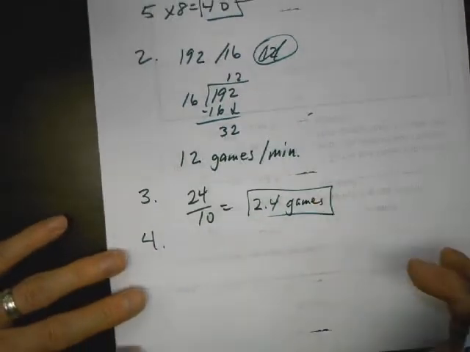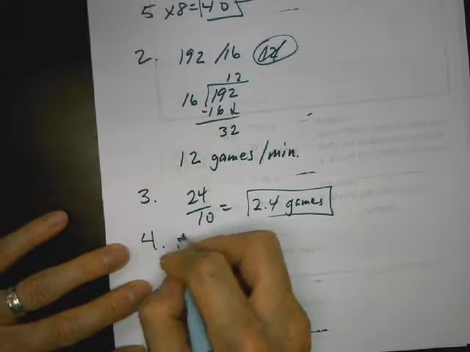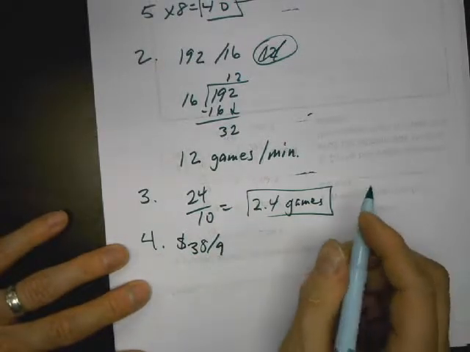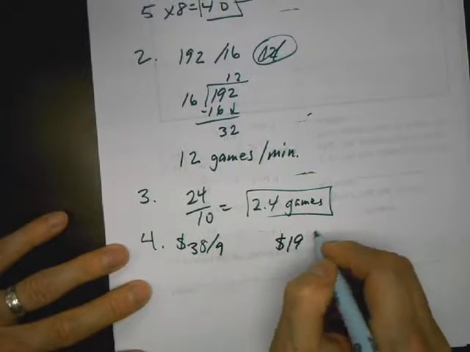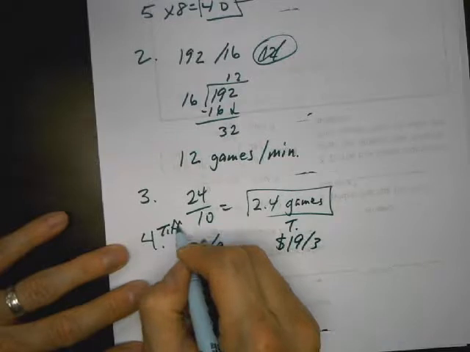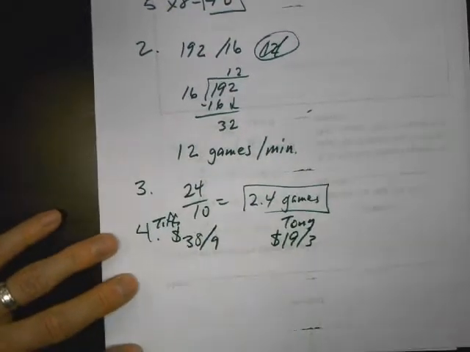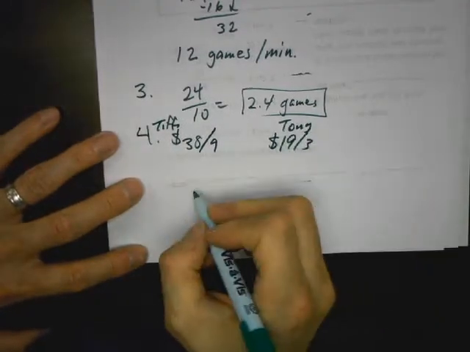Number 4, Tony and Tiffany are collecting stones. Tiffany pays $38 for 9. Tony pays $19 for 3. So this is Tony, this is Tiffany. So who's paying the better unit price? In other words, who's paying the least amount?